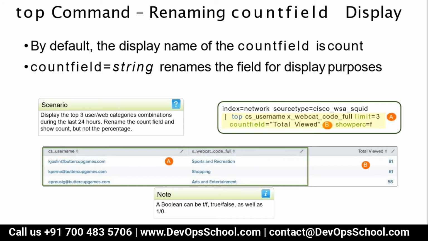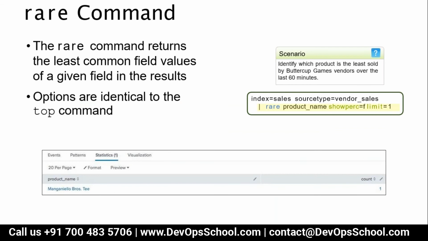Okay, so now look at this another command, the rare command. So you have seen multiple examples of the top command. The rare command is a complete opposite of the top command, and all these things that we have learned in the top command will apply to the rare command as well. So the only thing you have to change everywhere is top to rare.